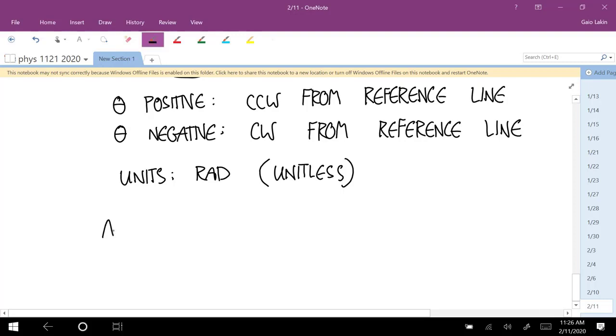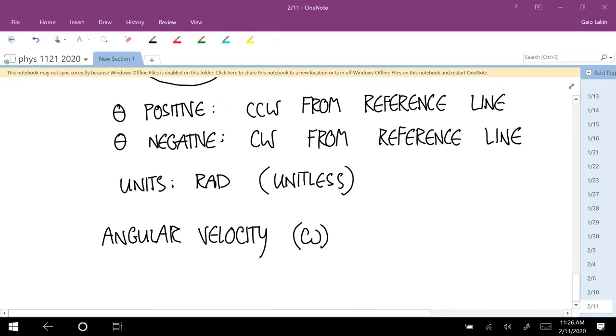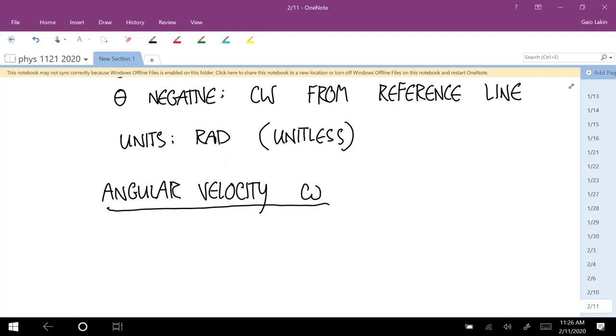And now angular velocity we're going to represent with this Greek letter omega. And omega as a function of time, you can think of this as the definition, this is always true, is equal to the time derivative of theta.